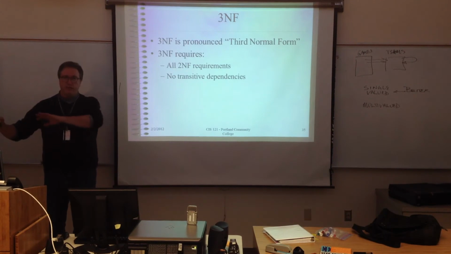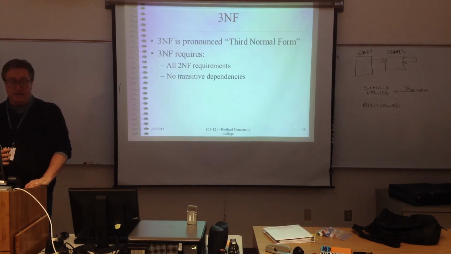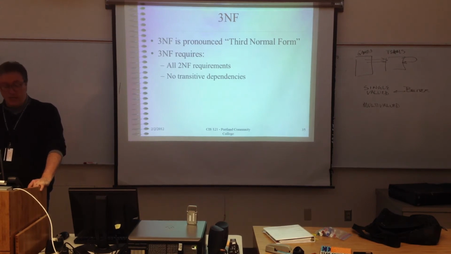Third normal form is we layer on one more thing. I have to meet all those requirements. This is like grad school, or college. I have to get all the way through grade school, and I have to get all the way through high school. And I have to have no transitive dependencies as well.